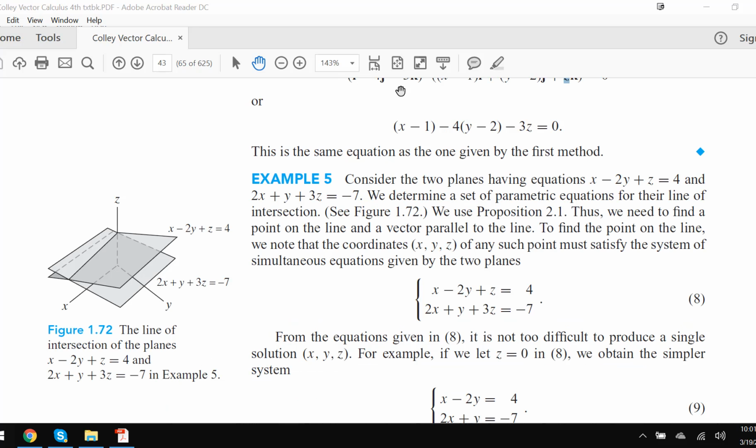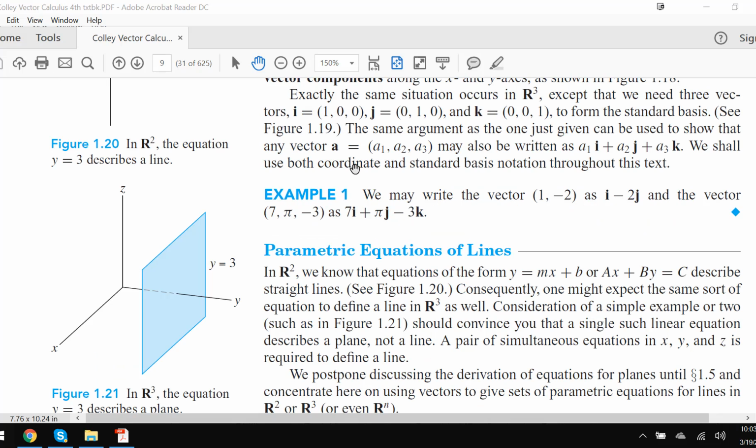Okay, the next example is, suppose we have 2 planes defined by this equation and this equation. We want to get a set of parametric equations for their line of intersection. Usually 2 planes will intersect in some line, and we want to get the parametric equation for that. Let's jump back to, I think this is section 1.2, parametric equations of lines. Just quickly take a look at that again.